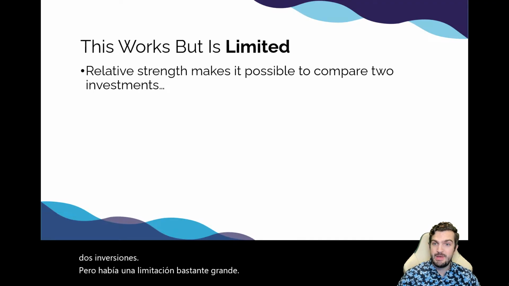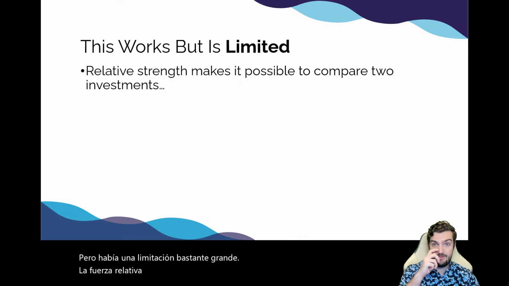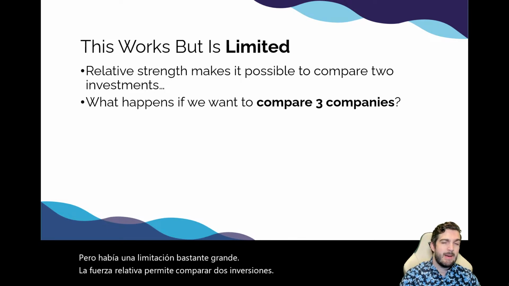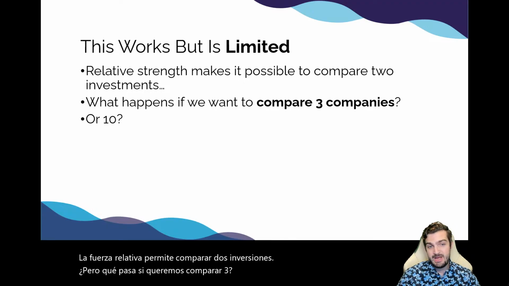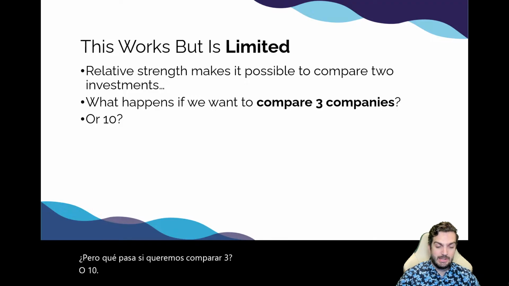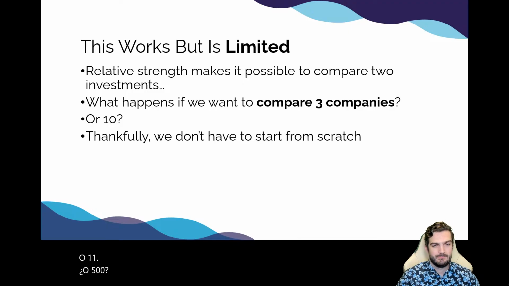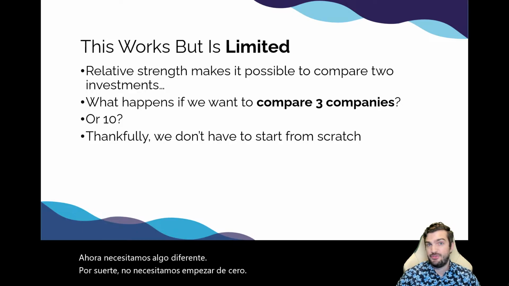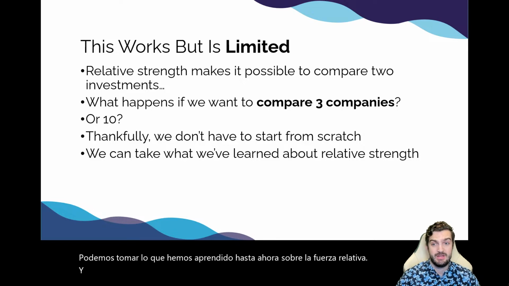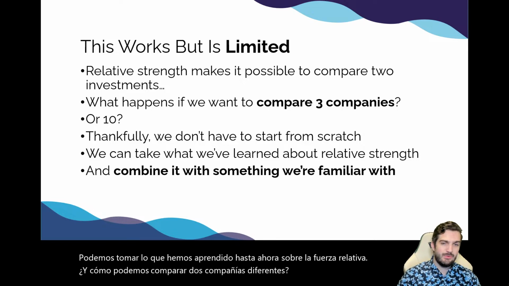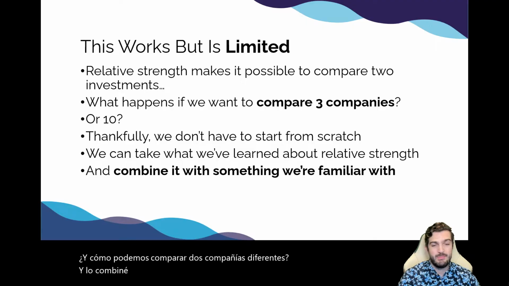Relative strength does make it possible to compare two investments. But what happens if we want to compare 3? Or 10? Or 11? Or 500? Well, now we need something different. Thankfully, though, we don't need to start from scratch. We can take what we've learned so far about relative strength and how we can compare two different companies and combine it with another idea that we're probably familiar with.